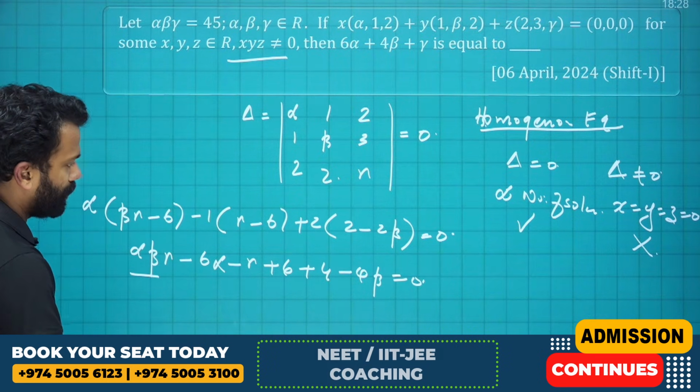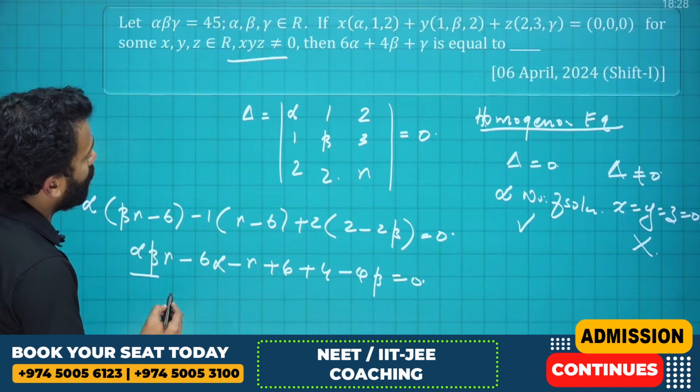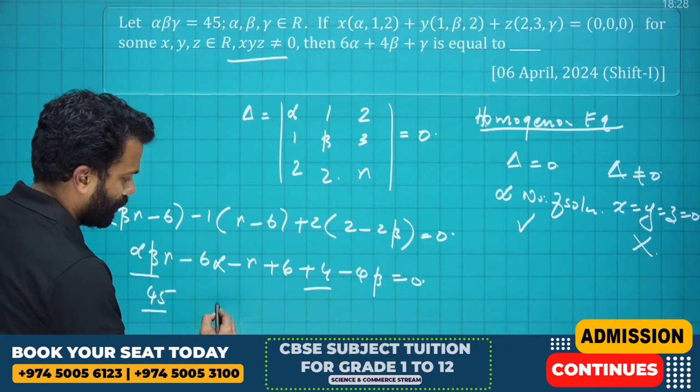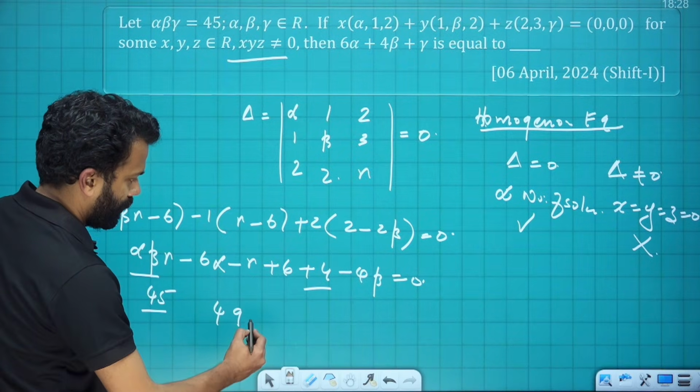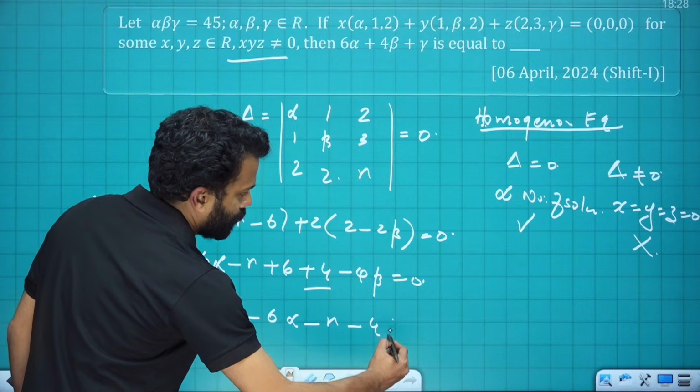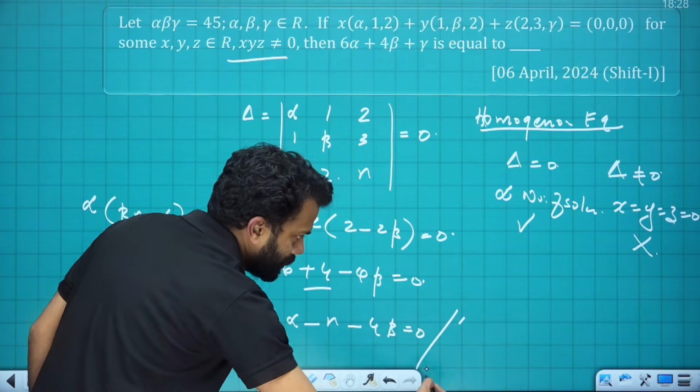And what is the value of alpha beta gamma? Alpha beta gamma is 45. And what is 45 plus 4? 49. So 49 minus 6 alpha minus gamma minus 4 beta is equal to 0. That's it. That's the solution.